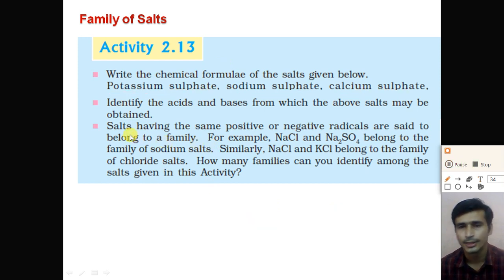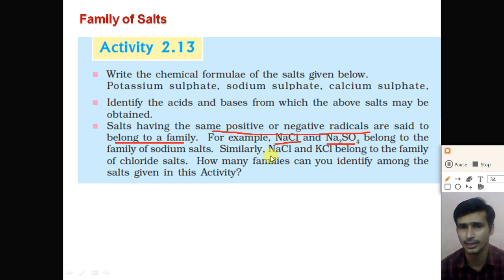Now, dear student, the important point is that salts having the same positive or negative radicals are said to belong to a family of salts. So the salts which have the same positive radicals, positive ion, belong to the same family. Similarly, salts having the same negative radicals belong to the same family. For example, if we consider NaCl and Na2SO4, sodium chloride is a salt and Na2SO4, sodium sulfate, is a salt. In both salts, the positive radical is Na plus. So both these salts belong to the same family.